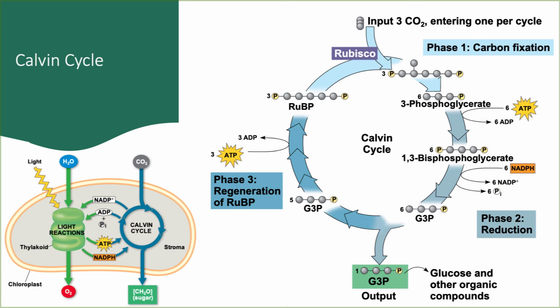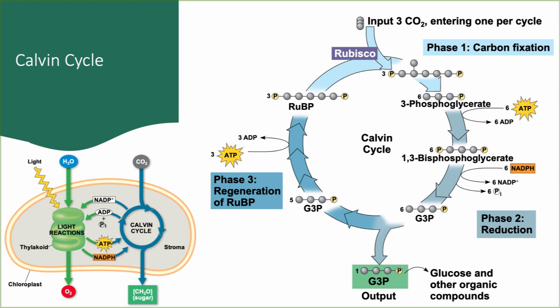Now, you might notice that the number of molecules involved in the Calvin cycle seems kind of weird. In order to balance these equations, we need to enter 3 carbon dioxide molecules and turn the cycle 3 times. This generates 3 6-carbon molecules and therefore 6 molecules of 3-phosphoglycerate. The reduction step results in 6 molecules of G3P.